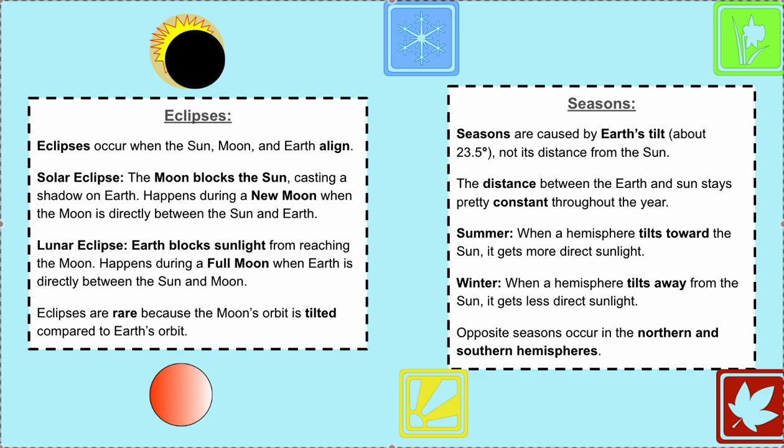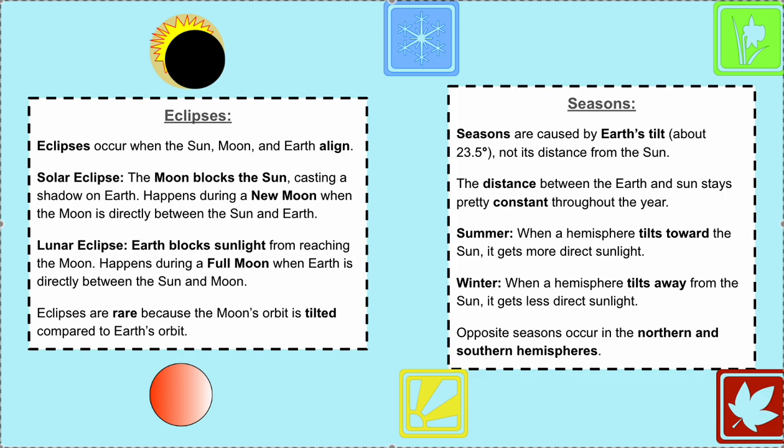Because the North and South Poles can't both be tilted towards the sun at the same time, the northern and southern hemispheres have opposite seasons. When it's winter in the northern hemisphere, it's summer in the southern hemisphere. When it's spring in the northern hemisphere, it's fall in the southern hemisphere.